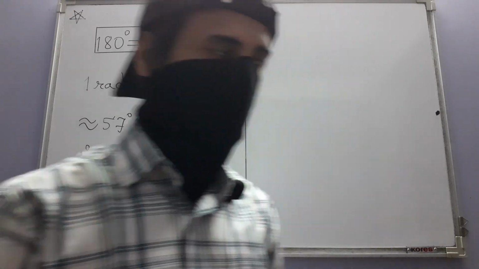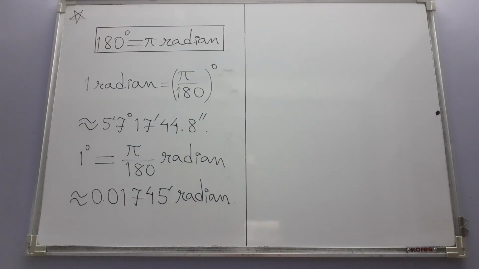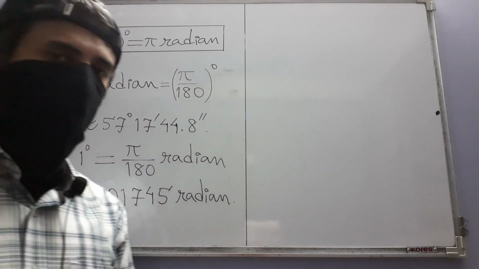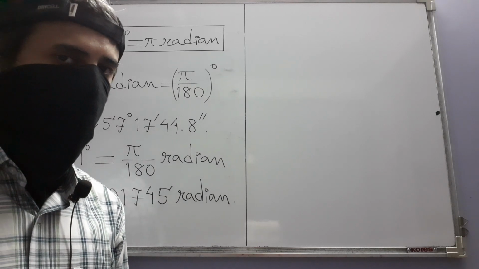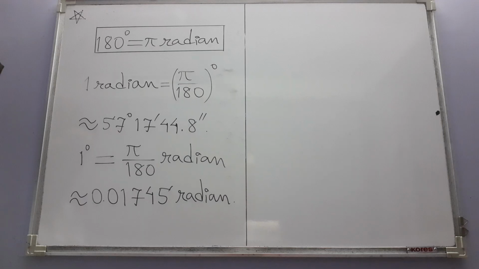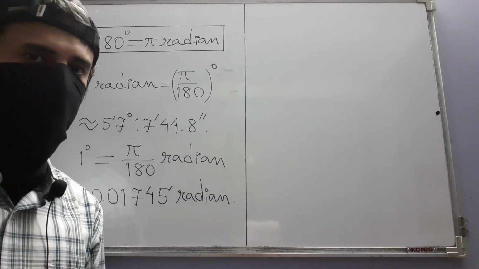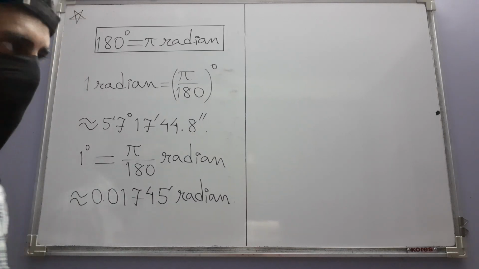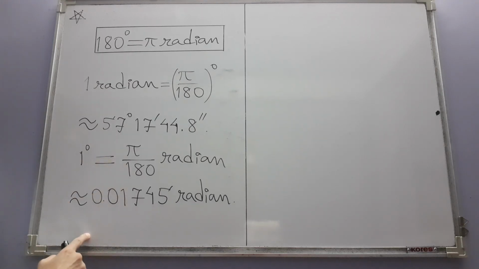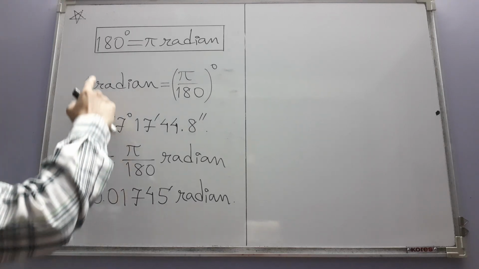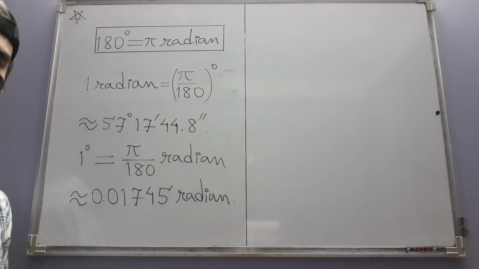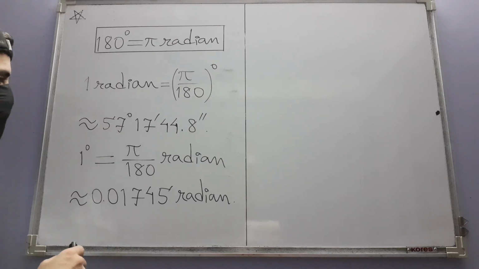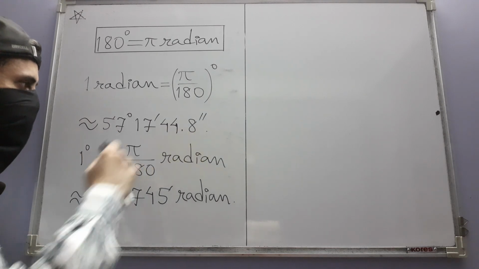Alright, so let's continue from this relation. We have already seen, after defining the radian measure for angles, that 180 degrees is equal to pi radians. So using this, one can convert degree measure into radian measure and radian measure into degree measure. Because 180 degrees equals pi radians, 1 radian will be pi over 180 degrees, and that is approximately equal to this.